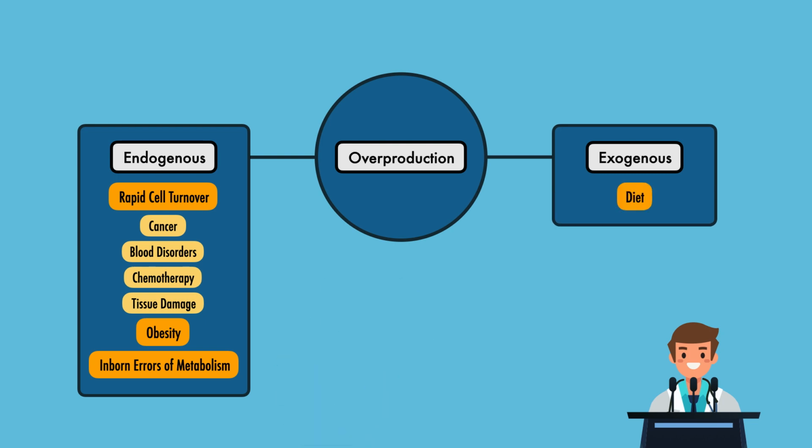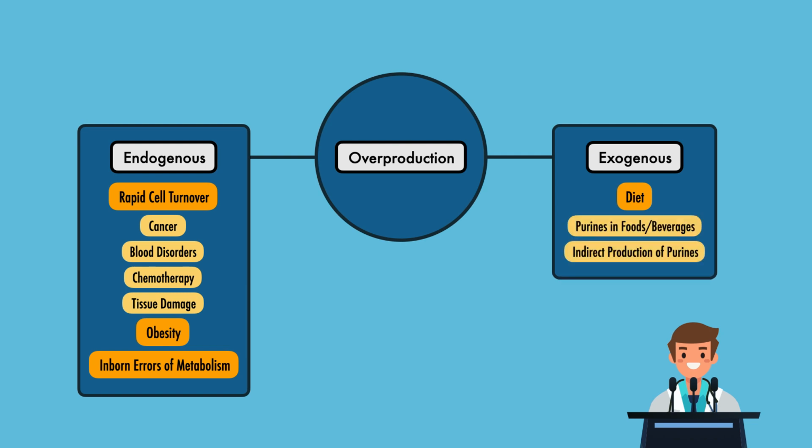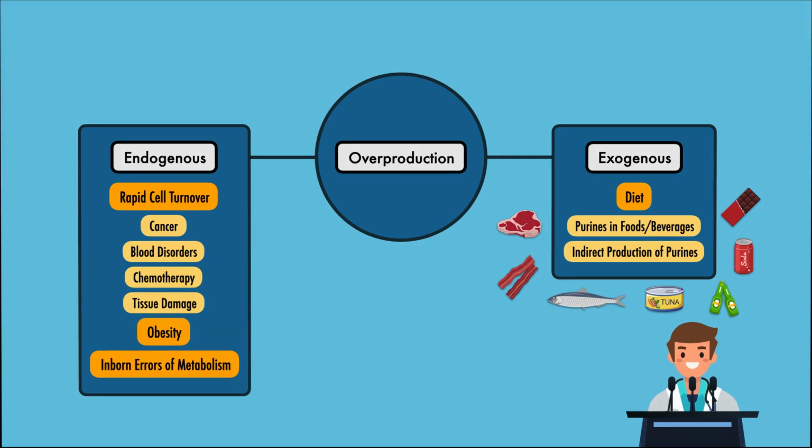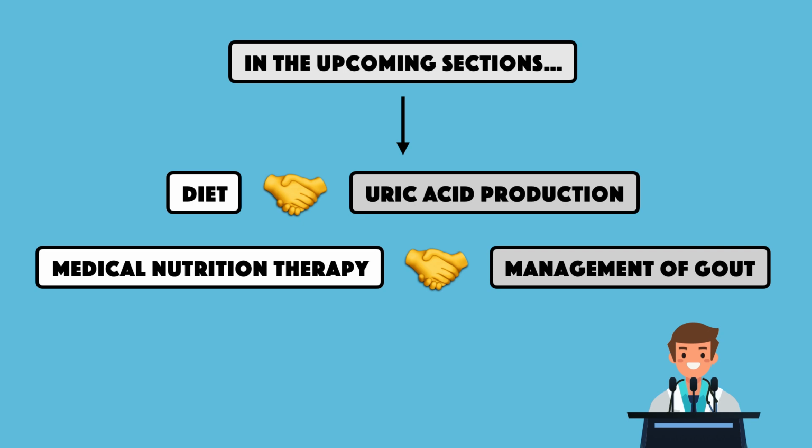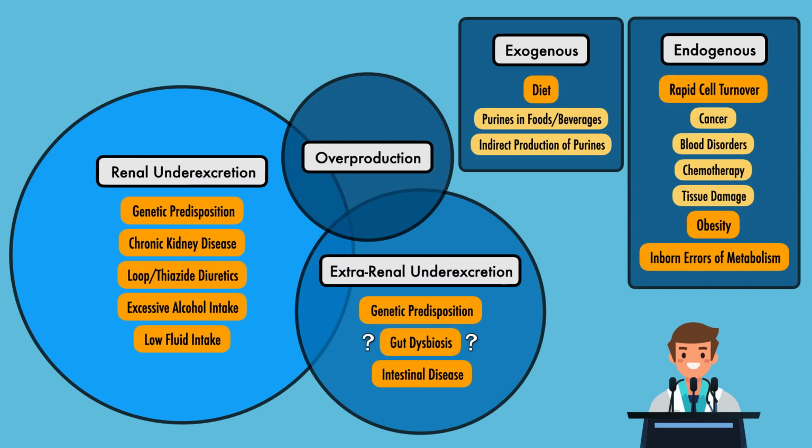Under the exogenous subtype, there's just diet. While some foods and beverages are high in purines, others lead to the indirect production of them. Ingesting high amounts can contribute to an imbalance of supply and demand. In the upcoming sections, we're going to dive into factors surrounding the diet and uric acid production in the body, and the role of medical nutrition therapy in the management of gout. But first, I want to take a step back to reinforce how these etiologies are often overlapping.